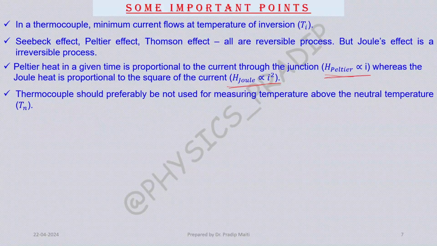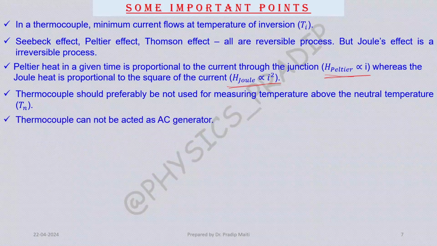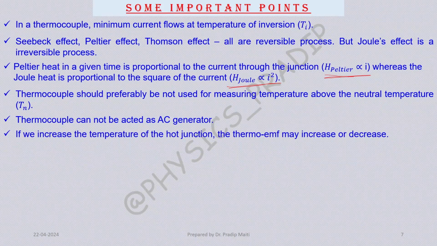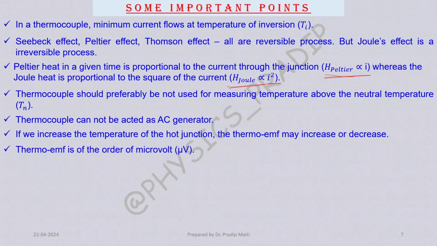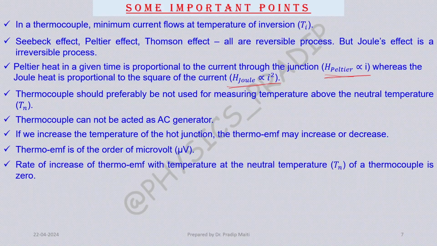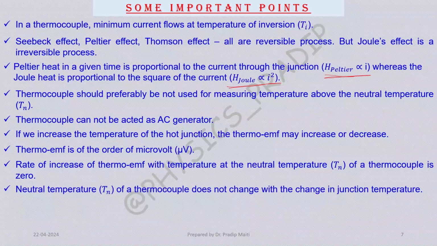A thermocouple should preferably not be used for measuring temperature above the neutral temperature, that is Tn. A thermocouple cannot act as an AC generator. If we increase the temperature of the hot junction, the thermo EMF may increase or decrease. Thermo EMF is in the order of microvolts. Remember the order of thermo EMF: it is of the order of microvolt. The rate of increase of thermo EMF with temperature at the neutral temperature Tn of the thermocouple is 0. The neutral temperature of a thermocouple does not change with the change in the junction temperature.